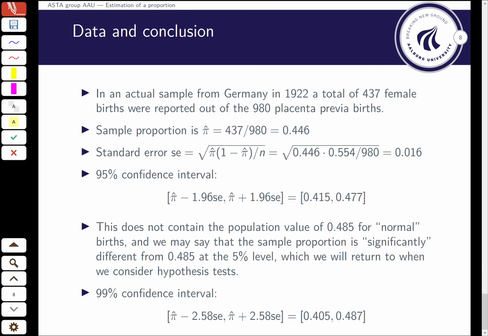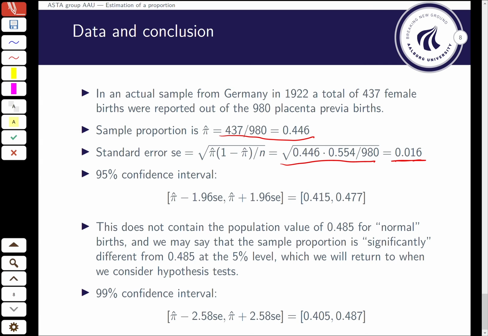And finally, let's have a look at a real data set from Germany all the way back from 1922, so it's almost 100 years old by now. There was a total of 437 female births out of the 980 placenta previa births, and so the sample proportion corresponds to 44.6%. And the standard error, just plugging the numbers into the formula, is 0.016, so 1.6 percentage points.